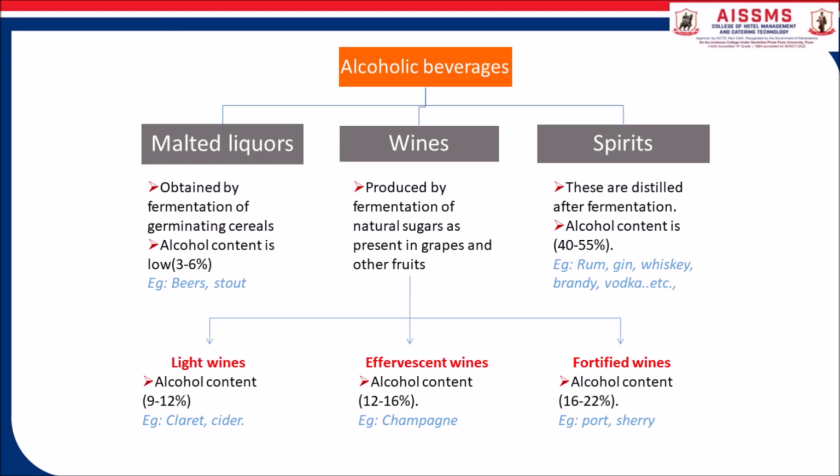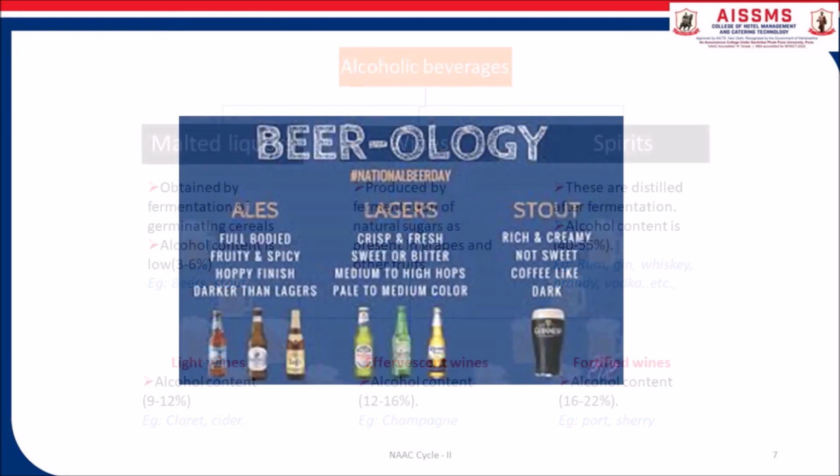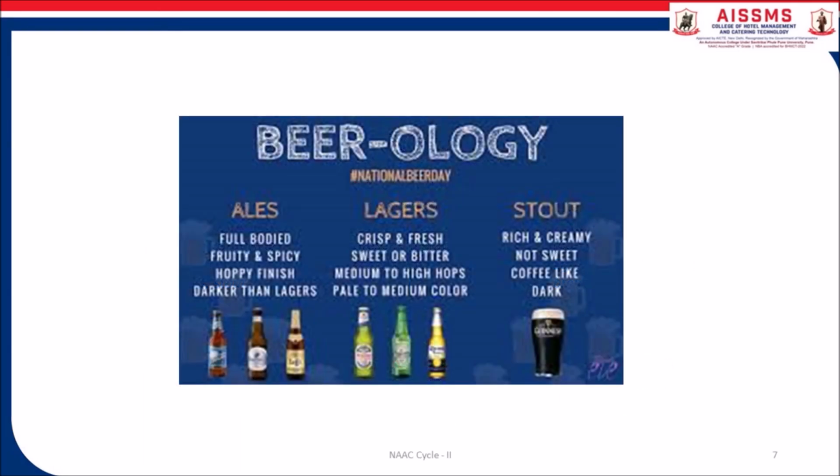So you can see the picture of malted liqueurs, and the very commonly used ones are the beers and the stout on this particular slide. The explanation about the alcohol content is mentioned on the label of that particular alcoholic beverage.